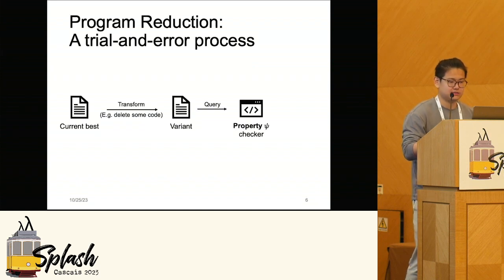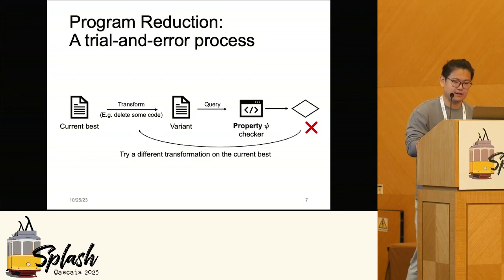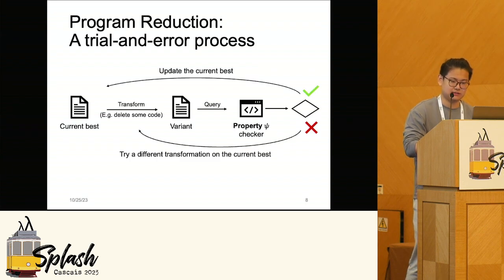And then this variant will be checked to see whether it still has the property. And if not, the reducer will generate another variant by applying another transformation. And if it passes the property check, then the current best will be updated with this variant. And the entire process will terminate if no variants that have the property can be generated by any available transformations.